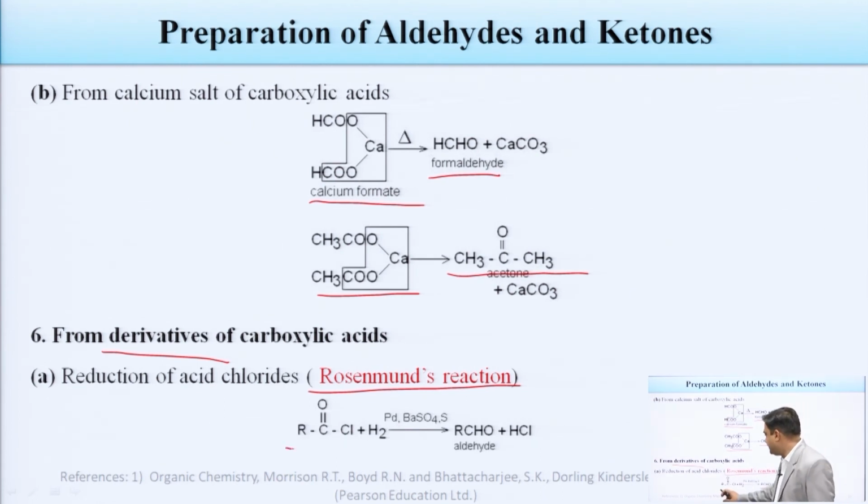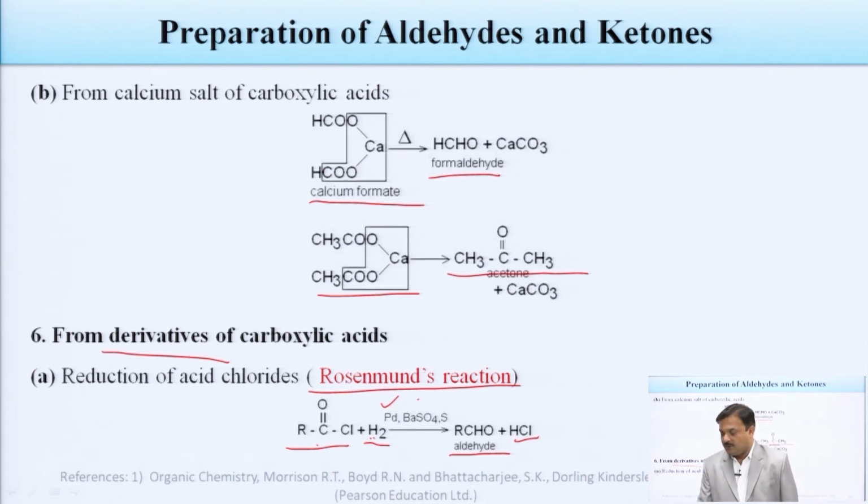For example, here you can see we are using an acid chloride, that is RCOCl. Reduction is going on, so an H2 molecule is added to that acid chloride, and we need a catalyst, for example palladium on barium sulphate with sulfur. When this reaction is going on, reduction of the acid chloride occurs and we get an aldehyde along with one molecule of HCl. One H from the hydrogen is added to this carbon and chlorine is removed, which forms HCl with the remaining hydrogen atom.